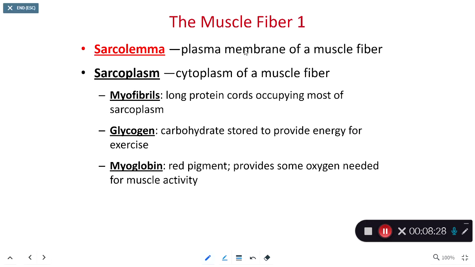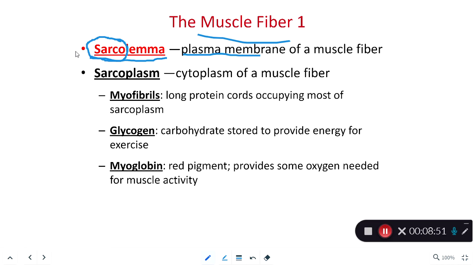Now, within one individual skeletal muscle fiber, aka a skeletal muscle cell or a myofiber, we're going to have a fancy name for the plasma membrane, the sarcolemma. And here's the third word or prefix that I'm going to introduce in this class for muscle. We've had myo, mys, and now sarco.